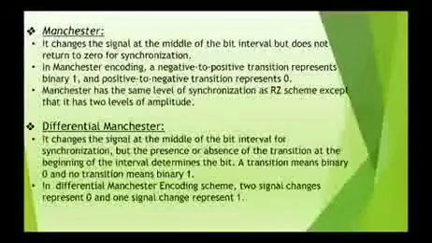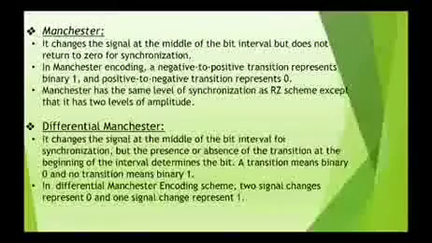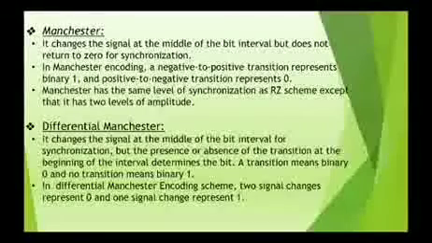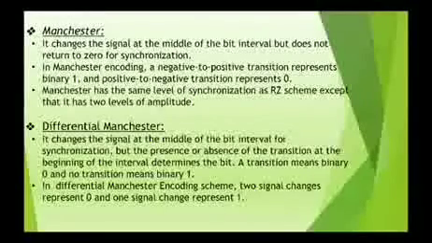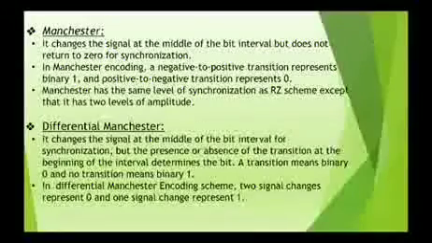First, Manchester. It changes the signal at the middle of the bit interval but does not return to 0. So it changes the bit at the middle of the signal but it does not return to 0 for synchronization, and a negative to positive transition represents binary 1 and a positive to negative transition represents 0 in Manchester. Manchester has the same level of synchronization as the RZ scheme except that it has two levels of amplitude. In Manchester it has two levels of amplitude and in RZ it has three levels.